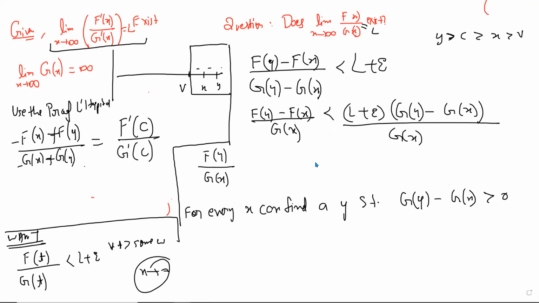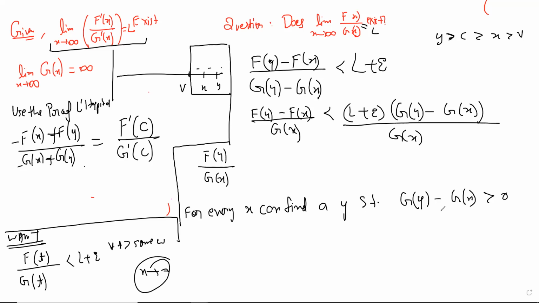There are only problems here. What is happening? Yeah, this is messed up. Yeah. So if I'm dividing by x, then for every x you can find a y such that gy minus gx is positive. So that's why I'm dividing by this x. No, that is not why I'm dividing by this.